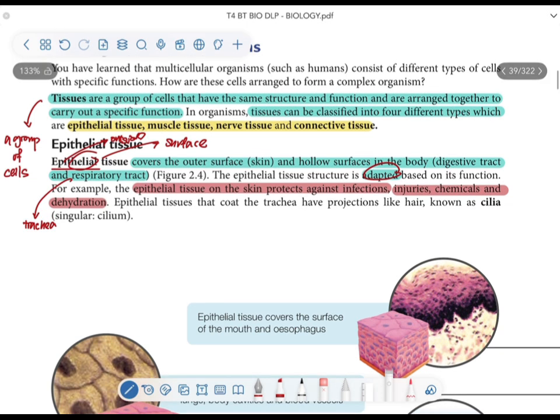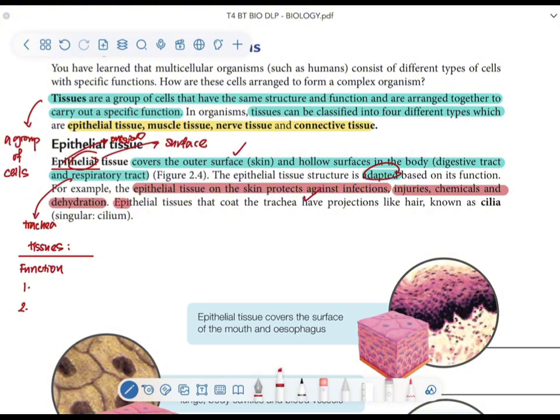So for me, when you are doing your notes, you can write the type of tissue over here. You can extract out the important info and then write the function. So the first function is cover, and the second function is it protects. Students, you can make your own notes so that you won't need to go through so much messy info if you just look at the textbook.